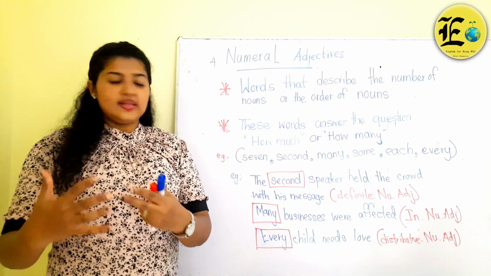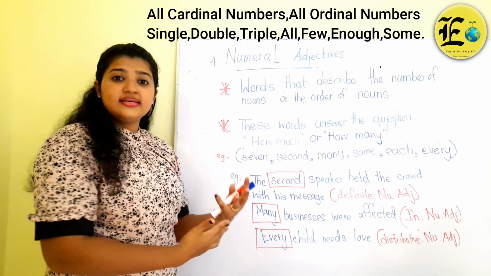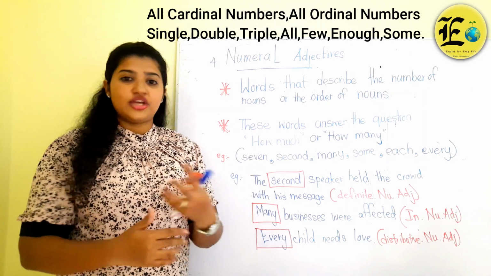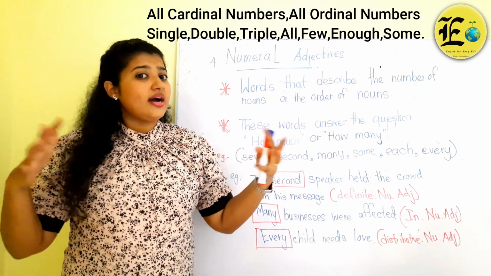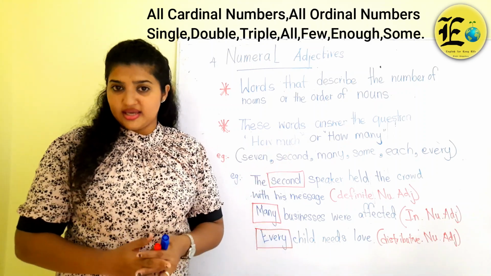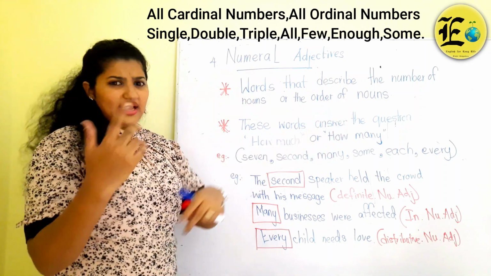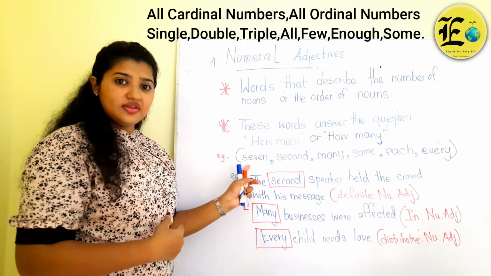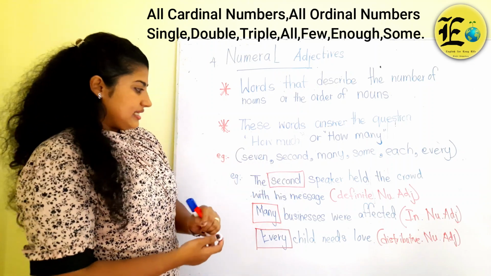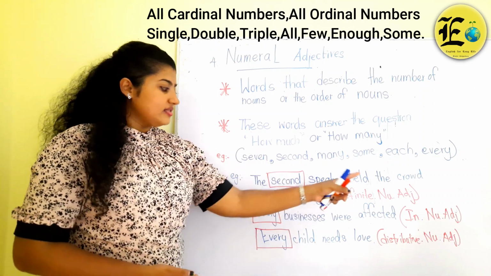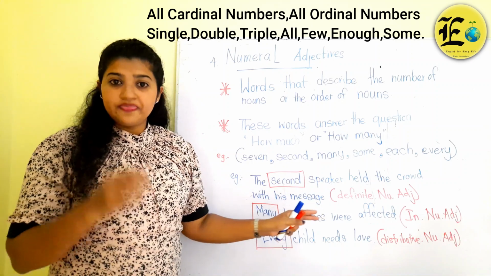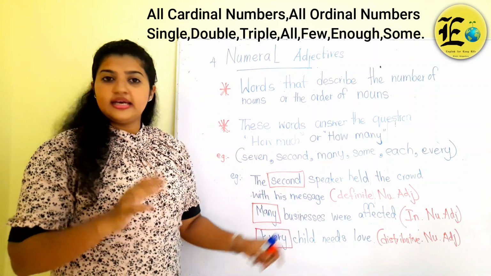So there are words like seven, second, many, some, each, every. Remember, all the cardinal numbers and all the ordinal numbers could be taken as numeral adjectives. So I have several examples here like seven, second. The second speaker held the crowd with his message.